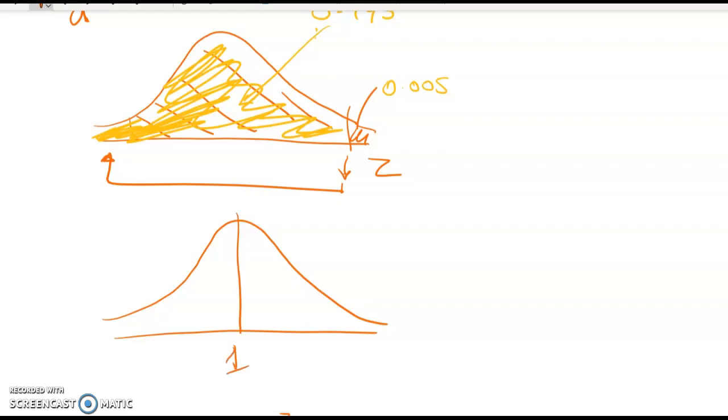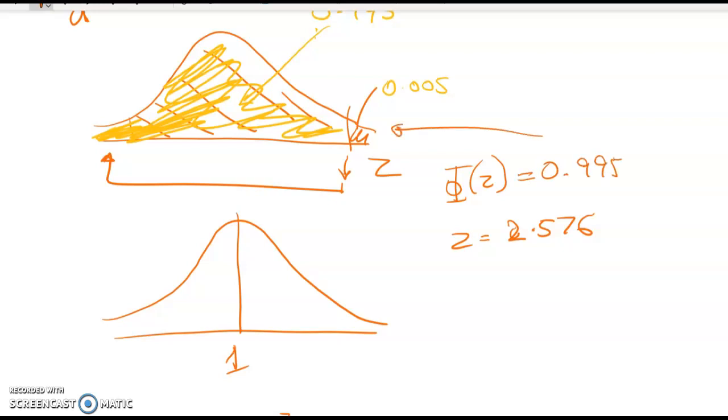So this is 1. So we've got Z is equal to 2.576 because I found out that that's the number that solves this situation. So Z's equal to that. I bet you guys have stopped watching because I'm going too slowly. We'll see. Now let's translate that.